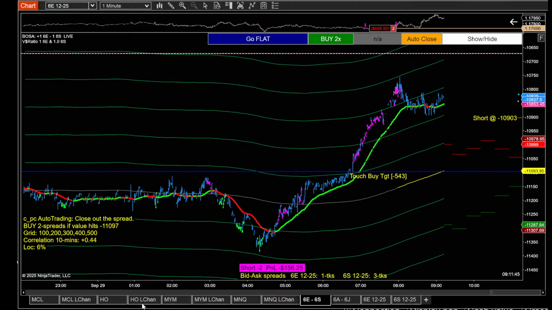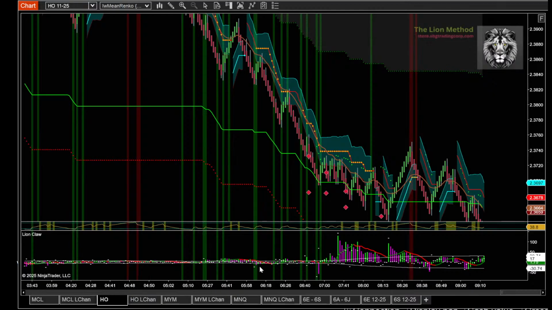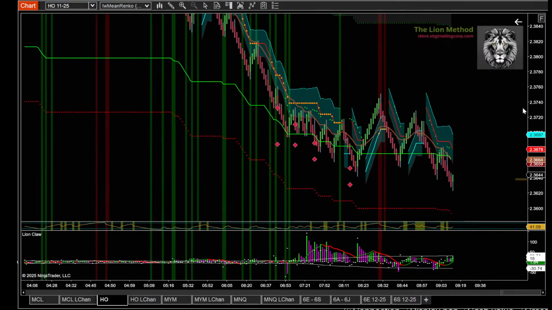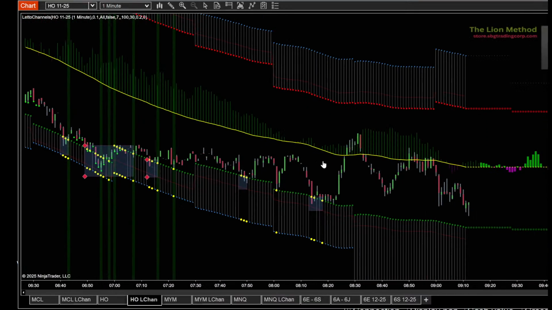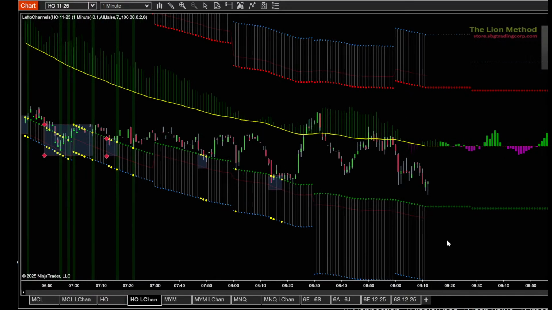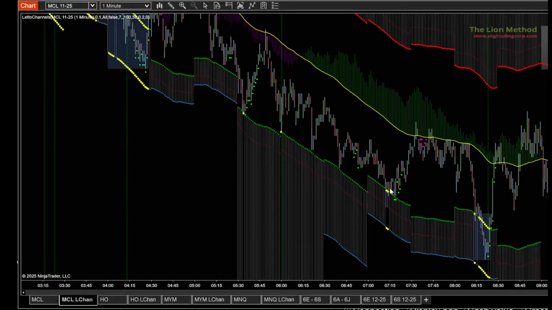All right, while we're waiting for this, I want to take a look at heating oil. One of my favorite markets to watch is heating oil. Had a good trade on Friday. Got in, got out pretty quick. Now here are the Leto channels, overbought, oversold. Wow, great trade right there. That was the one that I missed right there. Beautiful trade. Crude oil as well had a good trade right here. Another good trade right here at about 8:20 in the morning.